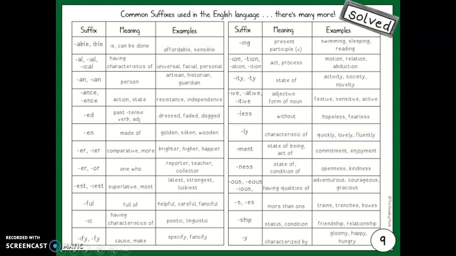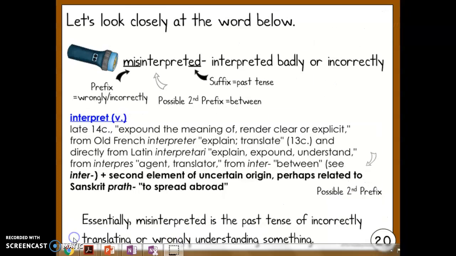So this is just a list of some common suffixes used in the English language. You will want to use this list next week when you are doing your suffix activity. Now, let's take a look closely at some words that we can take apart. These are words that have prefixes and suffixes in them, and I just wanted to show you some ways that you can use your knowledge of prefixes, base words, and suffixes to figure out the definitions of unknown words.